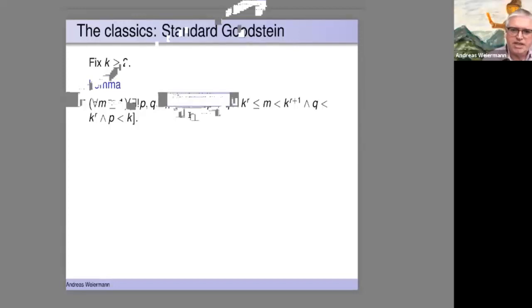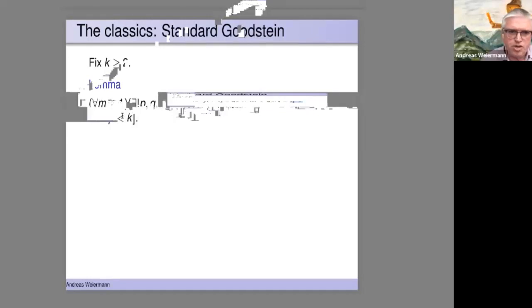The point here is that I squeeze in m between k to the r and k to the r plus 1, and there's a unique r such that I can do this. If I've squeezed in m in this sense, then there's a unique remainder q smaller than k to the r, and a unique number p smaller than k, such that I can write m in this way.